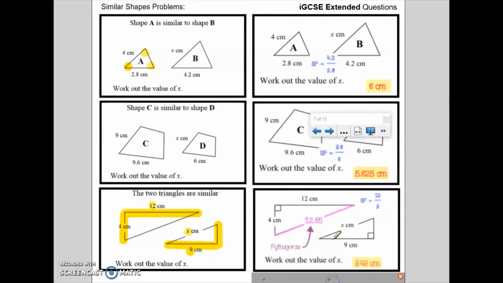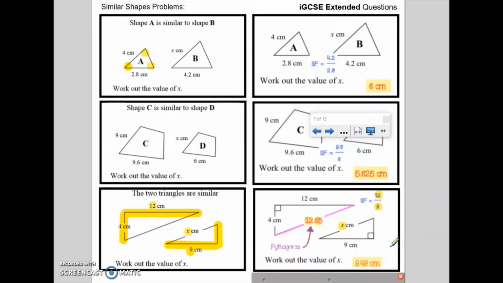So let's have a little look at that. We know our scale factor is 12 over 9, or we could say 4 over 3. We're going to do a little bit of Pythagoras on the lengths of 12 centimeters and 4 centimeters to tell us that the hypotenuse is 12.65 centimeters. So then that will help me work out x in this question. 12.65 divided by the scale factor is going to tell me that x in this question is 9.49 centimeters.